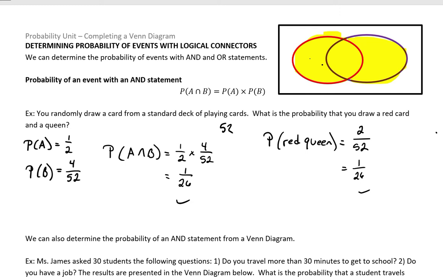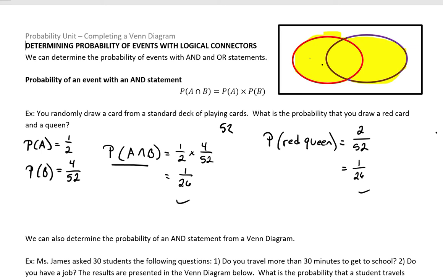So this checks out. A lot of times we won't be able to do it this way because we don't know all of the details and we'll have to multiply our probabilities. But this is just to show you that it does actually check out. Okay, so this is for and. A and B, probability of one times the probability of the other.